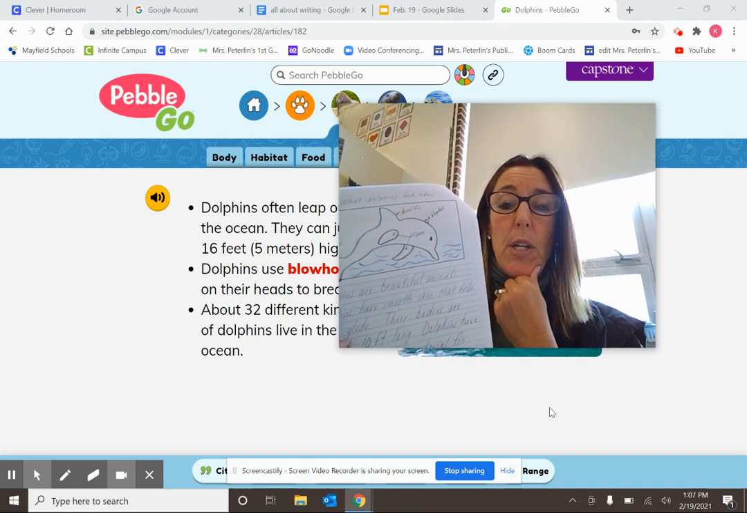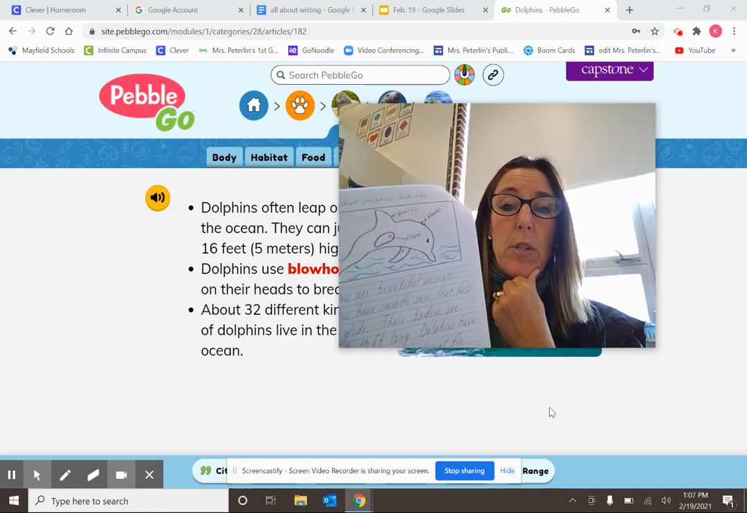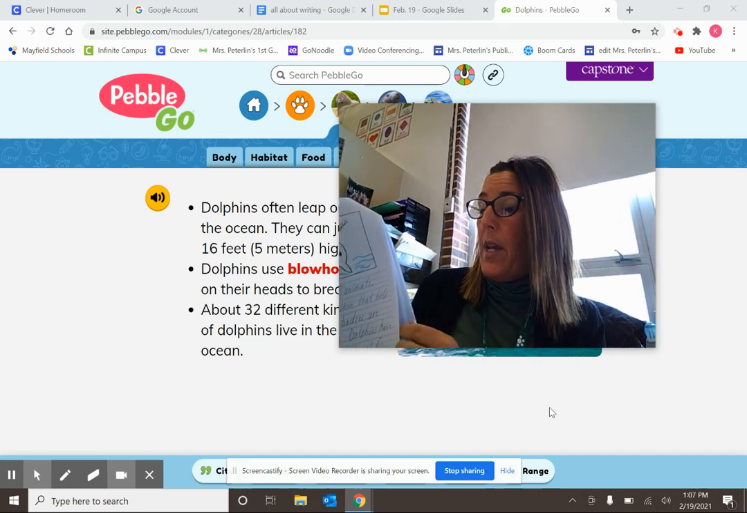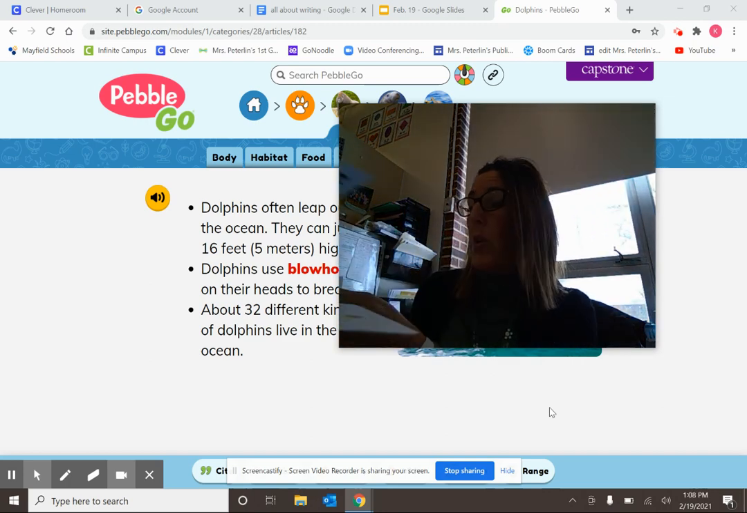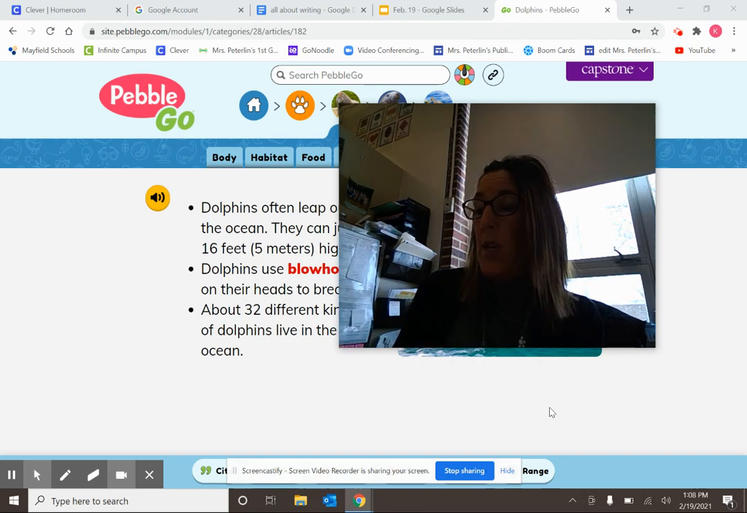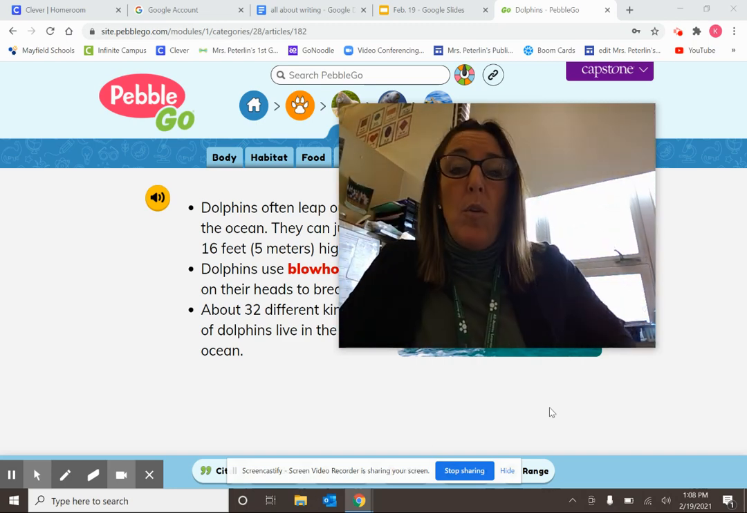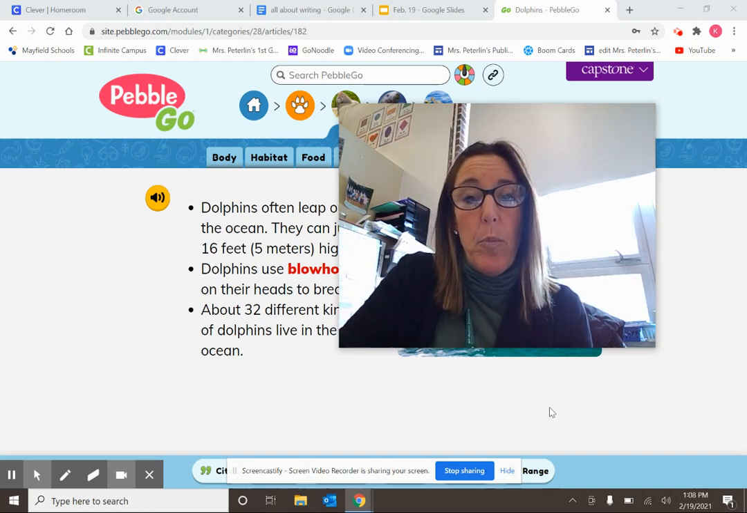Okay, boys and girls, you're going to use your research, you're going to use your notes to do chapter 1 and chapter 2. Chapter 1, what does your animal look like? And chapter 2, where does your animal live, their habitat? When you're done, take a picture of your work and send it to your teacher on Seesaw.